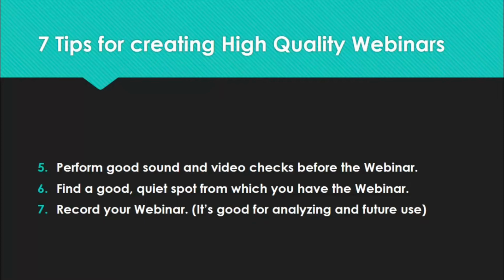The sixth tip would be to find a good quiet spot from which you have the webinar. For example, a very good room where you can talk, where nobody will disturb you, okay, that would be a very good idea. Somewhere where the sound doesn't have echo or things like that, okay. But the most important thing is for other people not to interrupt or disturb you, or someone to pass behind your back and his phone to start ringing, okay, things like that. So you need to find a good quiet spot.